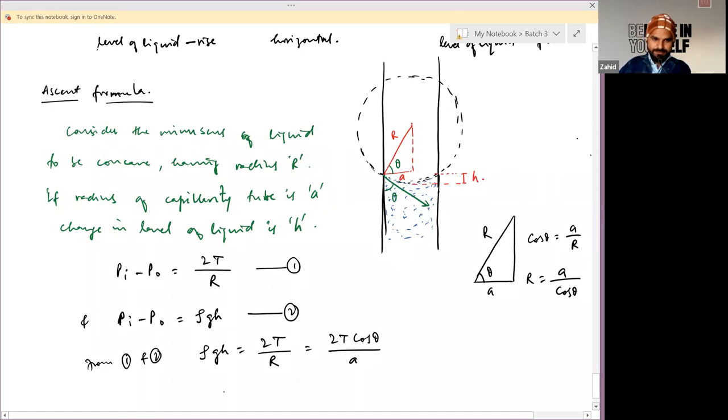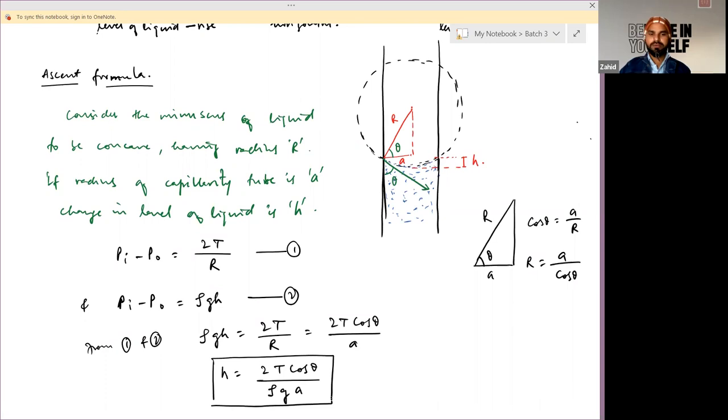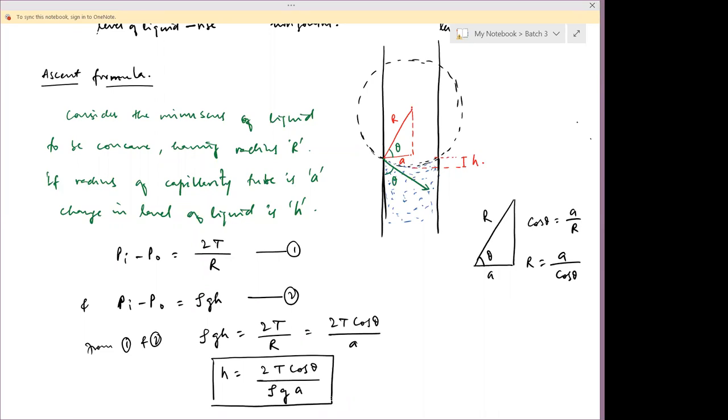So on rearranging, H equals 2T cos theta by rho GA, as the amount or level of liquid changes due to this particular surface tension. So this is called Jurin's formula. Is it clear? Yes, sir. Okay, just write it down.